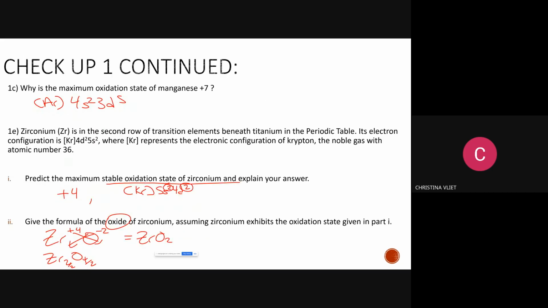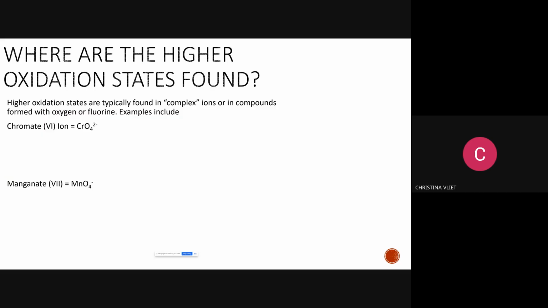All right, on the next slide are a couple of common compounds that we've seen before where we have higher oxidation states in our transition metals: chromate 6 and manganate 7. That wonderful purple solution we will be working with not too long from now. Our titration this unit will be a permanganate titration. 6 and 7.